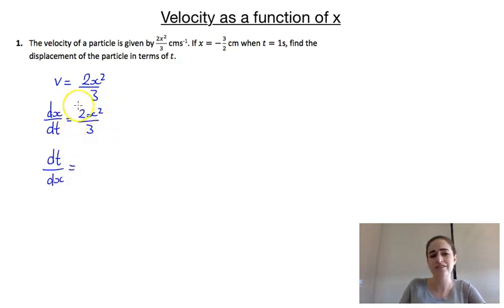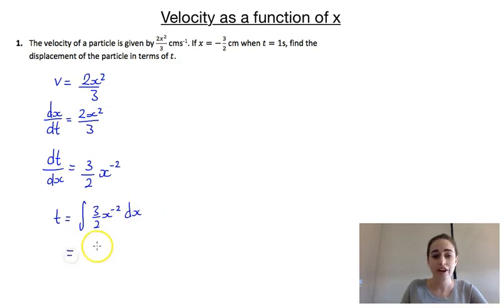Rather than just flipping the whole thing upside down, I'm going to flip my 3 over 2, find the reciprocal of that. And then I'm going to write my x as an x to the power of minus 2. The reason I've done that is because it's going to make it a little bit easier having it in this form to integrate in the next step. So to find t then, I'm going to integrate my 3 over 2 x to the power of minus 2 with respect to x. If I integrate that, my x to the power of minus 2 would become an x to the power of minus 1, and I'd end up with minus 3 over 2x plus c.